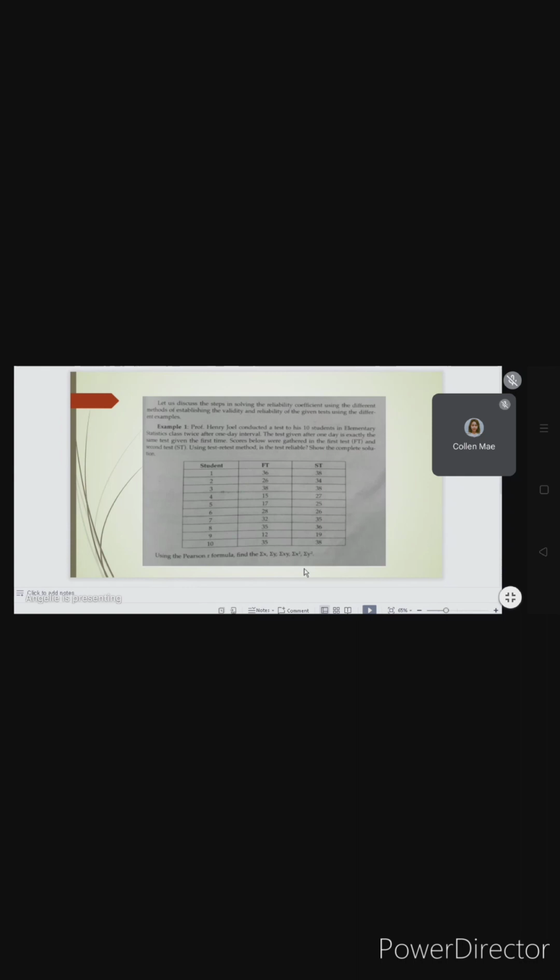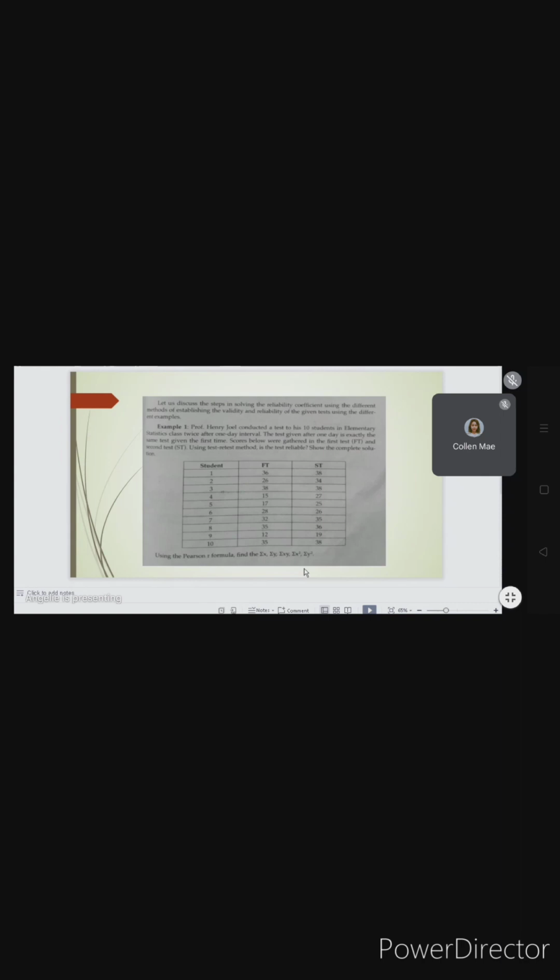Show the complete solution. So we have the 10 students. The FT, which is the first test, is 36, 26, 38, 15, 17, 28, 32, 35, 12, 35. Then the ST here is 38, 34, 38, 27, 25, 26, 35, 36, 19, 38.